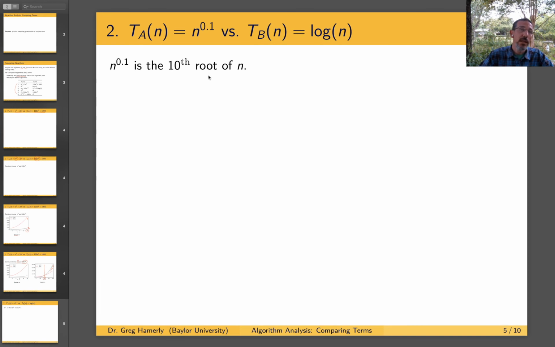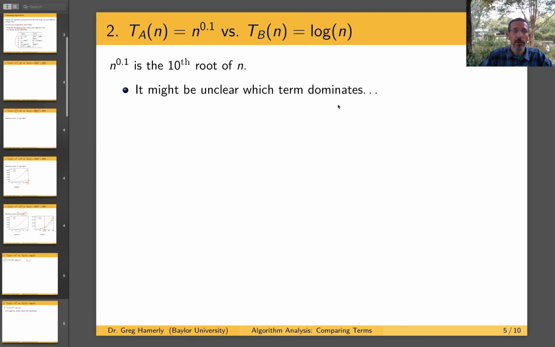Okay, let's look at the second row. We had n to the 0.1 versus log of n. And if you're not used to thinking about n to the 0.1, this is the 10th root of n. So if you take the square root, this is the 10th root. So in other words, what value would you have to multiply by itself 10 times to get n?